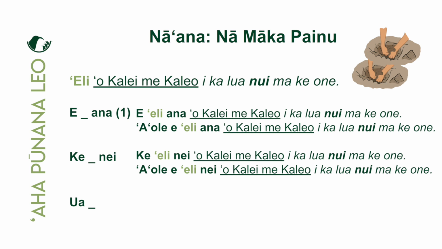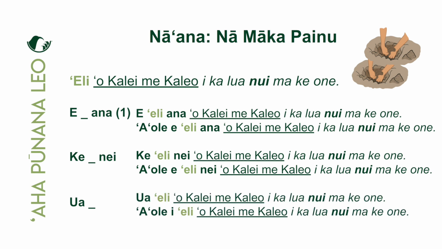Okay. Maika'i ka ilo, the last one. Ua eli 'o Kalei me Kaleo i ka lua nui ma ke one. All right. Kalei and Kaleo dug. They did the past tense of dig, which is dug. What did they dig? They dug a big pit or a big hole. Where? Ma ke one, in the sand.